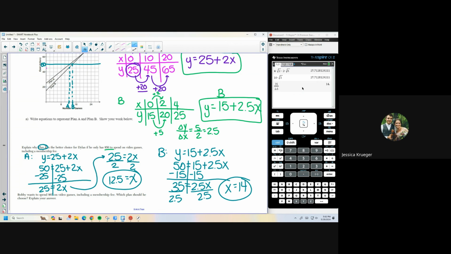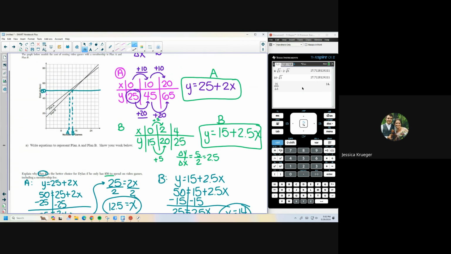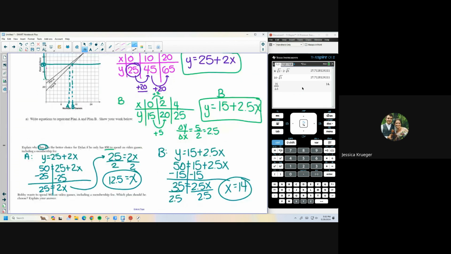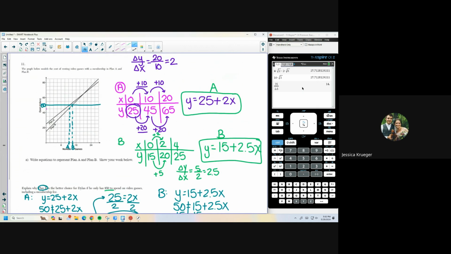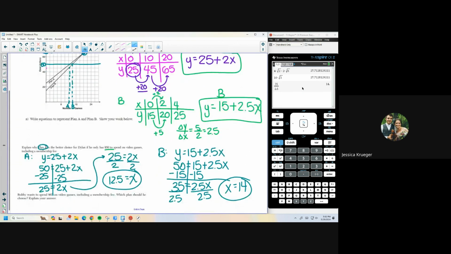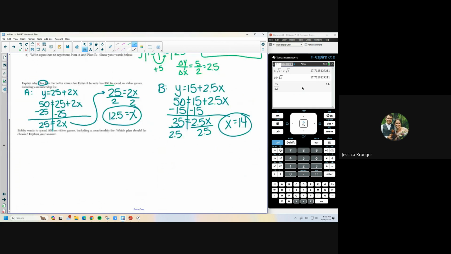The next thing, Bobby wants to spend $65 on video games, including the membership fee. Which plan should he choose? Well, let's look at where 65 is. $65 is right here. And if I go out, that's where these intersect. So which plan is a better choice?